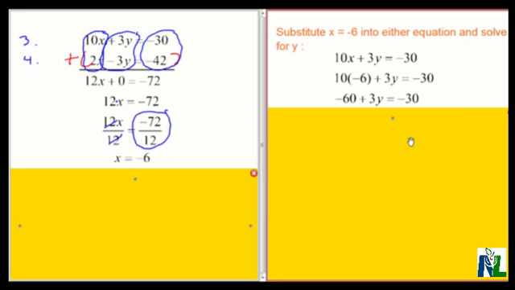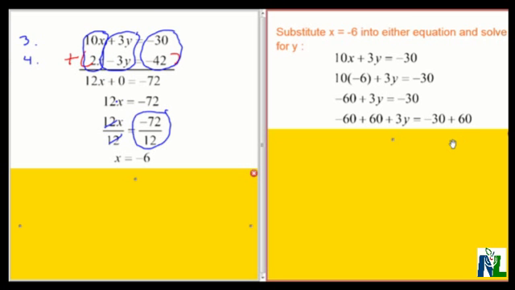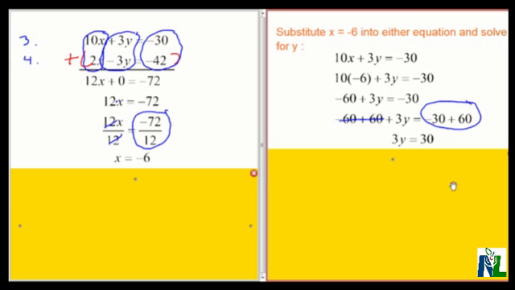I want to get y by itself on the left-hand side. So the first thing I'm going to do is add 60 to the left-hand side. But if I add 60 to the left-hand side, I must also add 60 to the right-hand side. -60 plus 60 is 0, so I'll have 0 plus 3y, which is just 3y on the left-hand side. And -30 plus 60 is 30. So I get 3y equals 30.